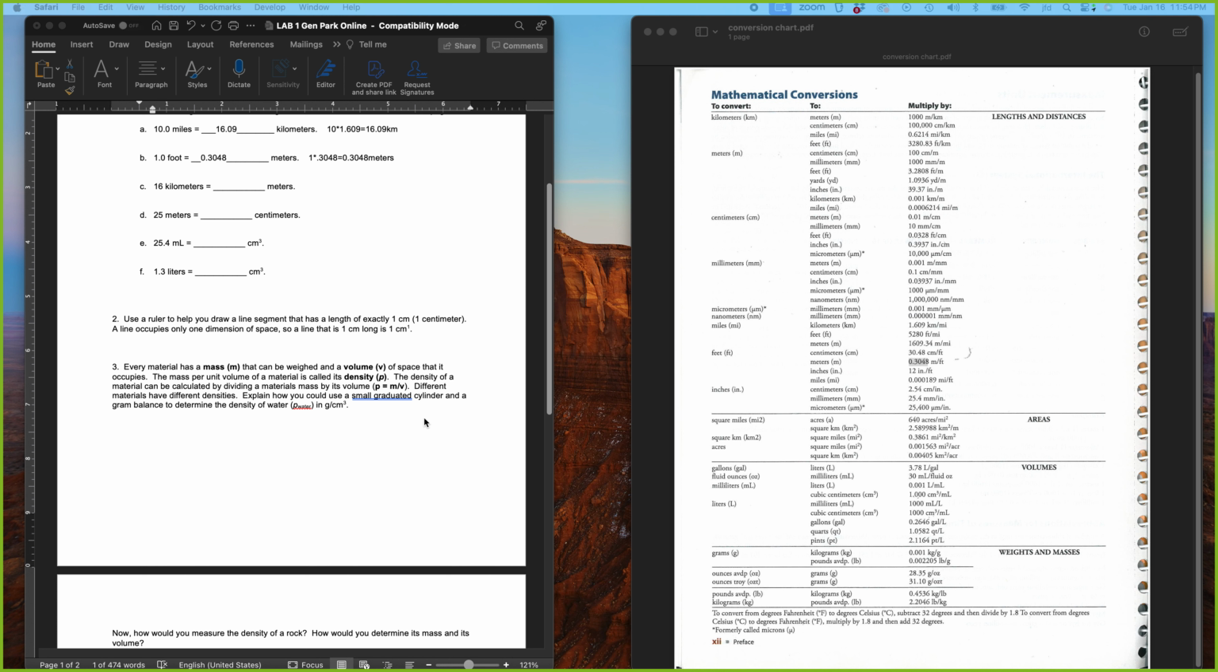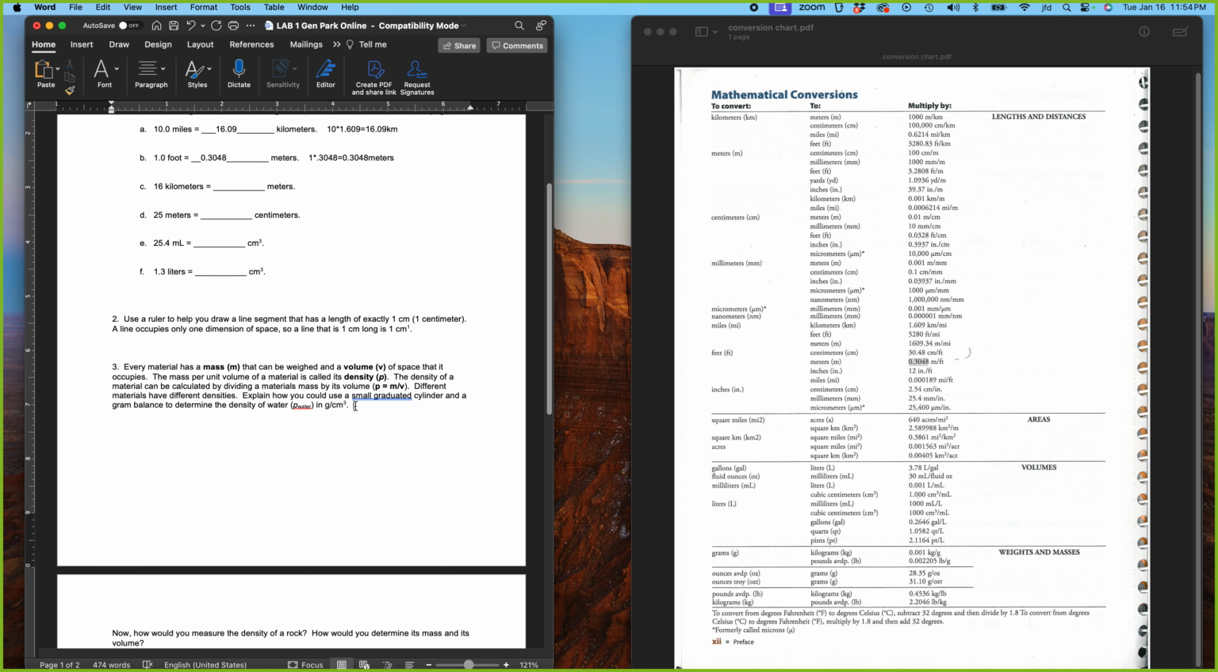So how would you use a graduated cylinder and a mass balance, a scale basically, to figure out the density of water? Well, you have to figure out two things, right? To figure out density, you need to know the mass and the volume. The volume's pretty easy. You would just pour the water into the graduated cylinder and read off the cylinder, and that would give you the volume of water.